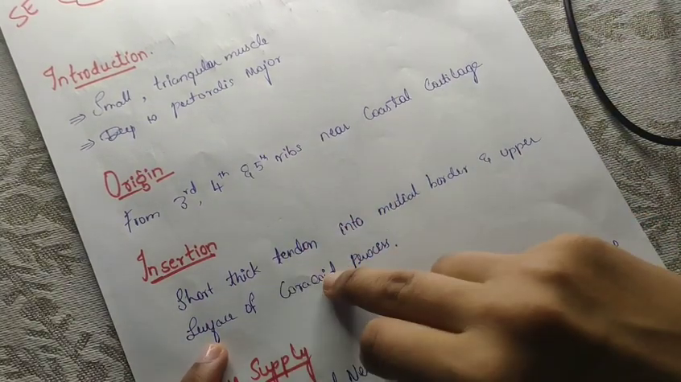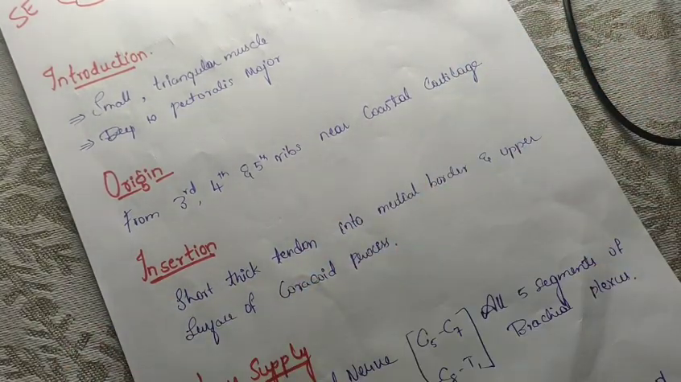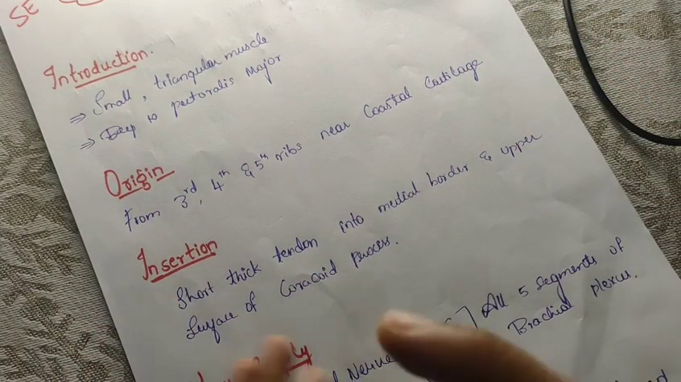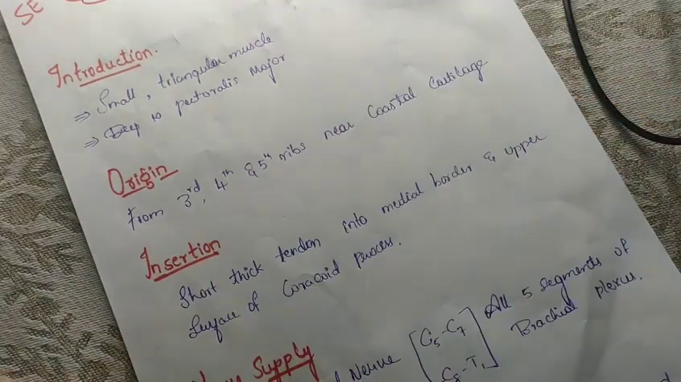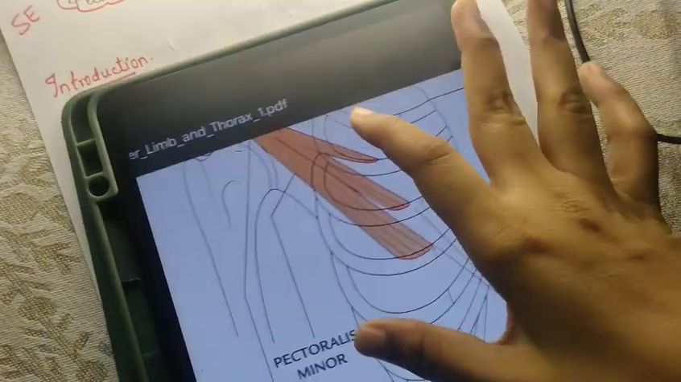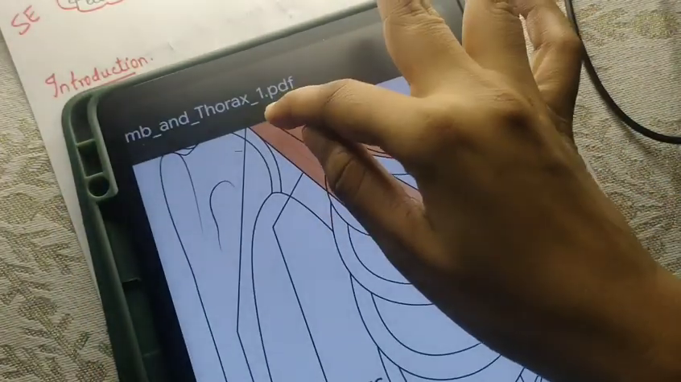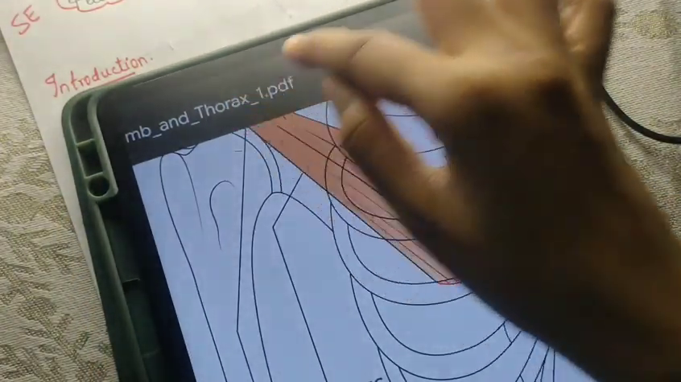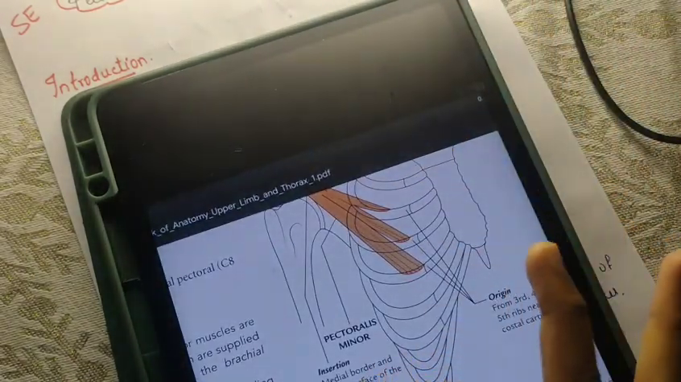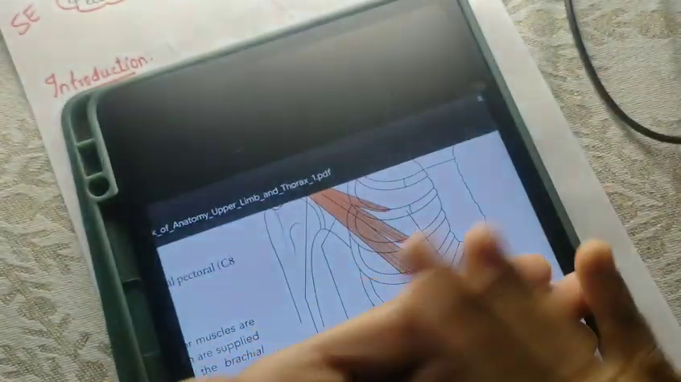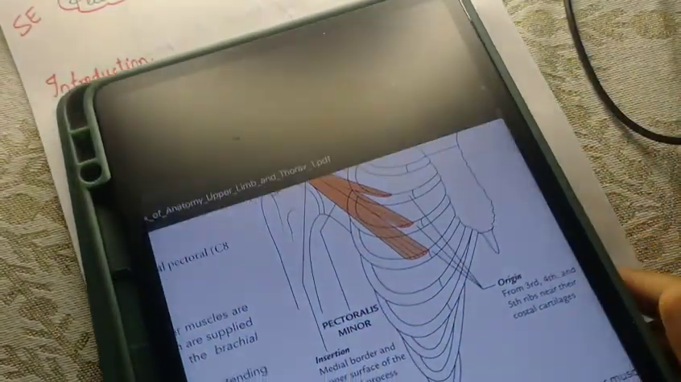And then it is inserted as a thick tendon. It forms a tendon. Tendon is a fibrous connective tissue which will be thick near the medial border on the upper surface of the coracoid process. This is the coracoid process. To the medial border, it goes and inserts. It inserts in the medial border of the coracoid process on the upper surface. This is the upper surface, this is the lower surface.